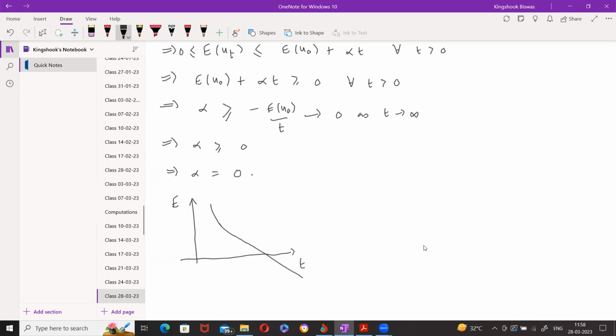Is this clear? From the picture, if the limit of the slope is negative, then this would decrease to minus infinity. That's a contradiction, right? Because the energy is non-negative. Is this clear? Yes, so that's what we've proved here. So this can't happen. The slope has to tend to 0. So it has to look something like this.